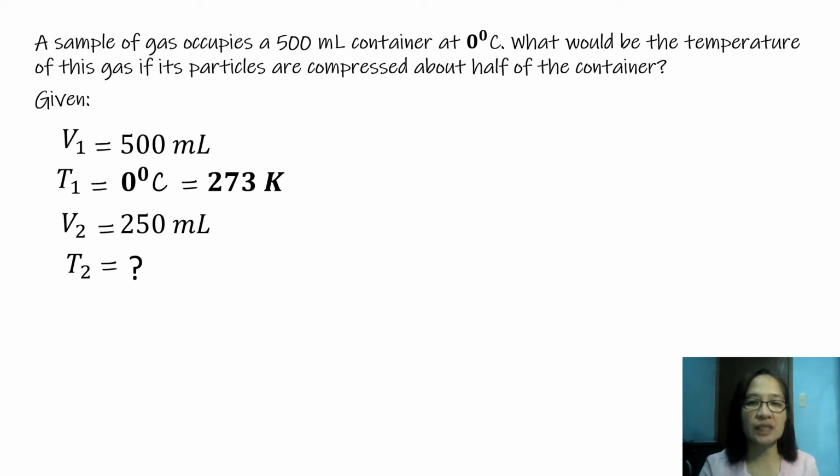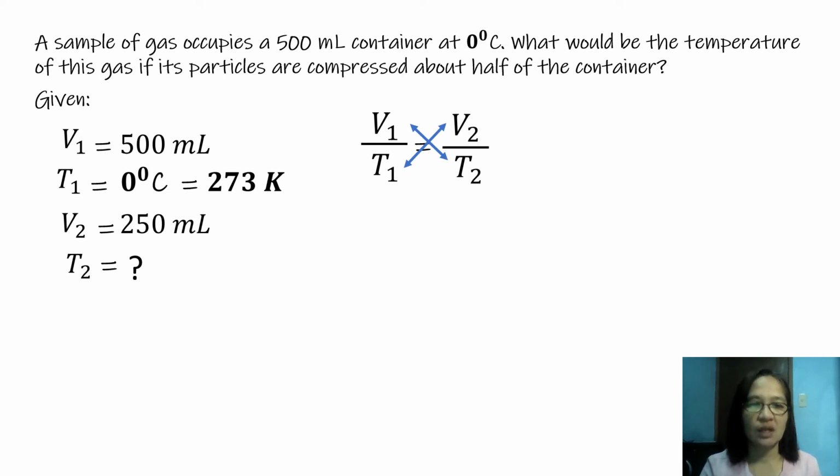Now, isulat uli natin yung ating formula. V sub 1 over T sub 1 equal to V sub 2 over T sub 2. For this time, we will have cross multiplication. V sub 1 times T sub 2, V sub 2 times T sub 1. O para mas madali nating matandaan, ang kapartner ni V sub 1 ay T sub 2. At ang kapartner naman ni T sub 1 ay V sub 2.